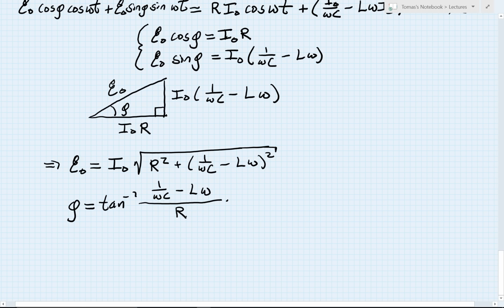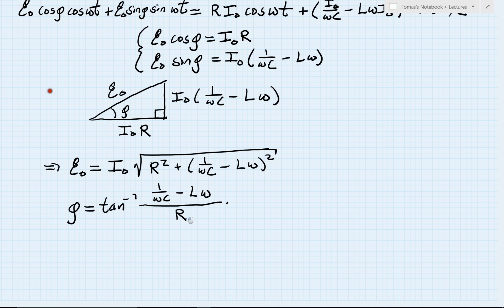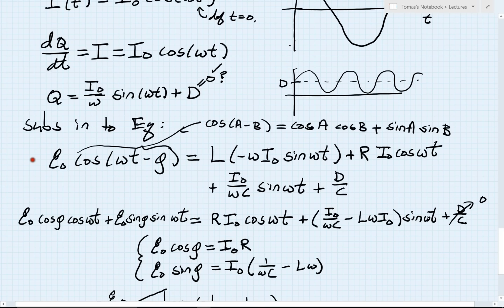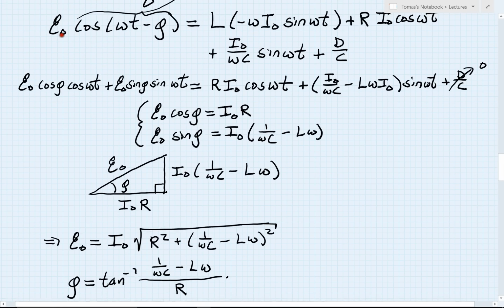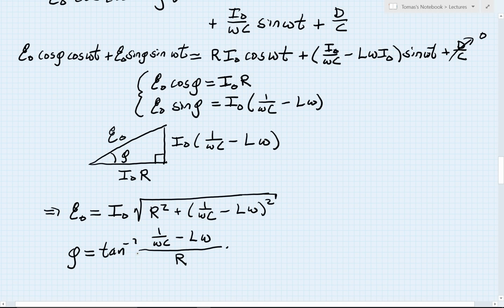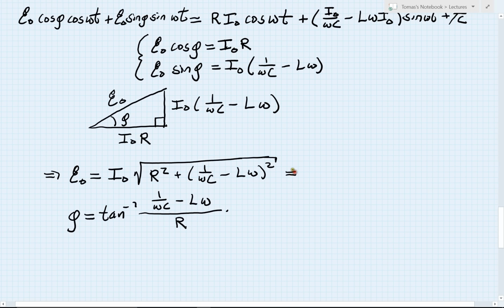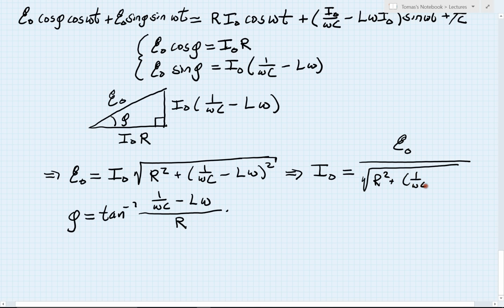Very good. So we have then a solution which works. This shows that we can actually engineer our solution for I naught by picking an appropriate choice of phase, which is determined by this equation. And finally, I can solve to find what I naught would have to be. The current, the amplitude of the current oscillations then must be equal to the input voltage divided by this very interesting factor of the square root of r squared plus 1 over omega c minus L omega squared.